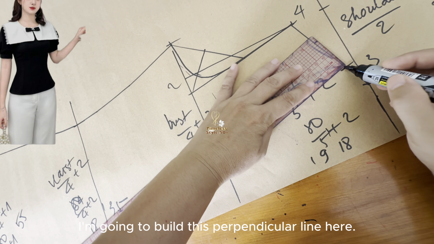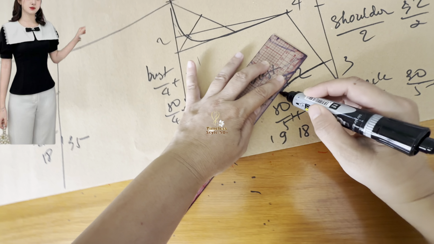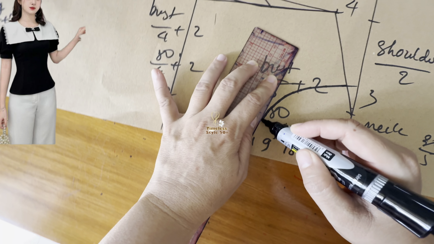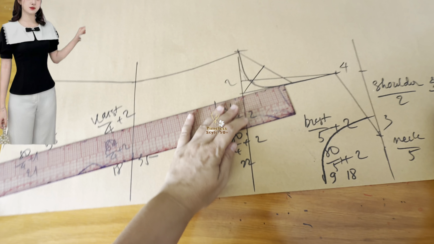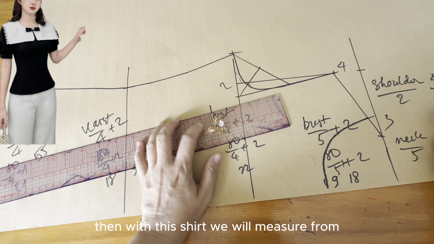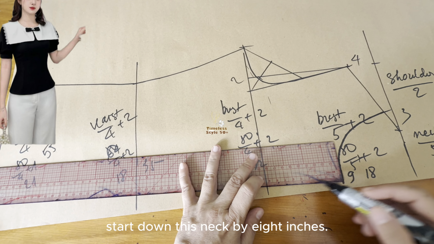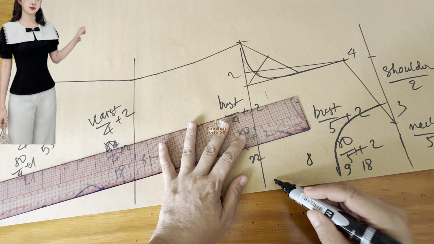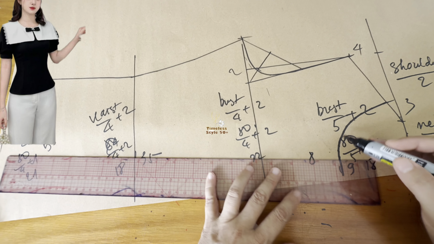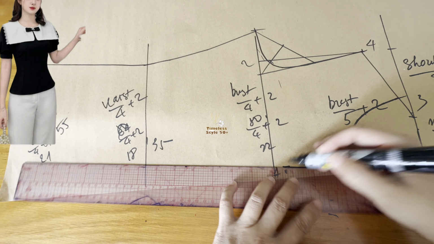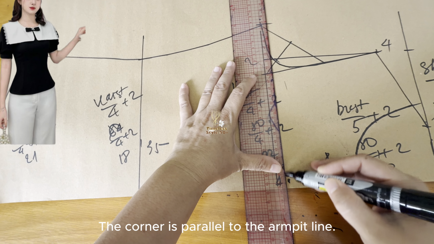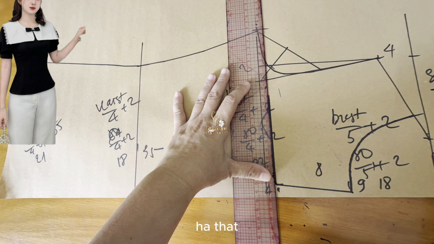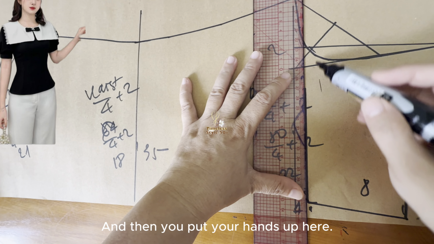I'm going to build this perpendicular line here. Here we're going to draw the neckline. Then with this shirt we will measure from the neck, start down by 8, back 1 inch. I connected it in. Then I built a section. The corner is parallel to the armpit line. And then you put your hands up here.